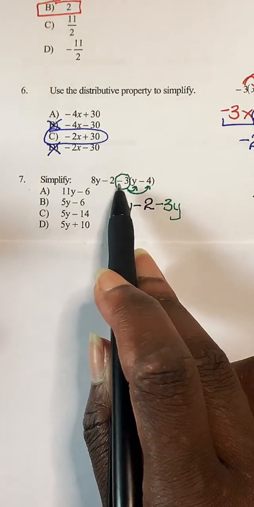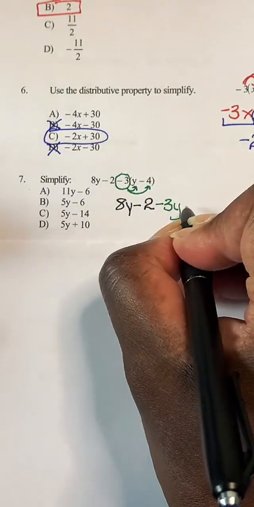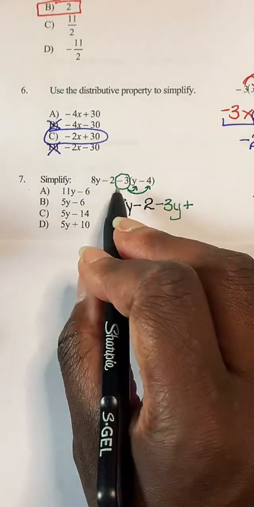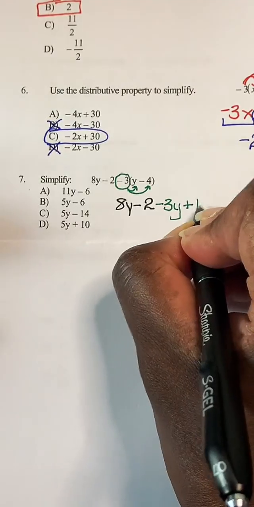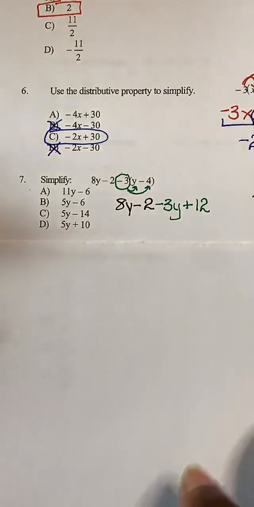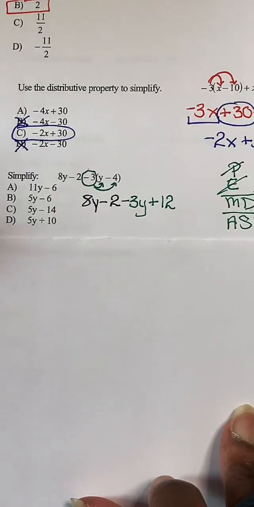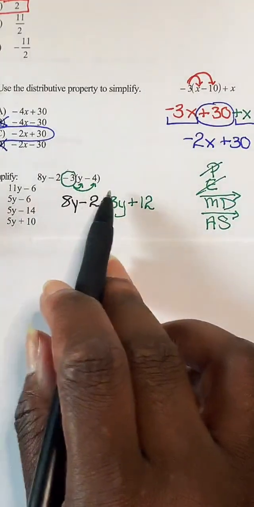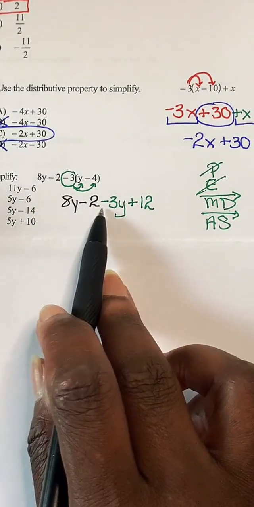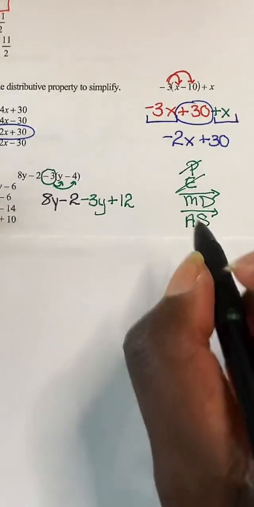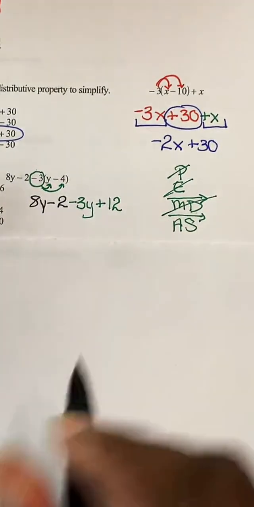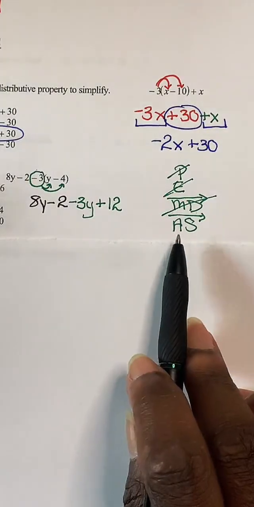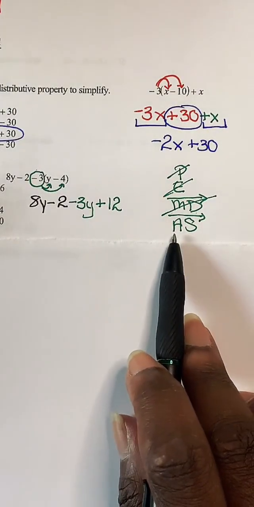So we have 8y minus 2. And when we distribute, -3 times y gives me a -3y. And then -3 times -4, a negative times a negative will give me a positive. And 3 times 4 will give me 12.